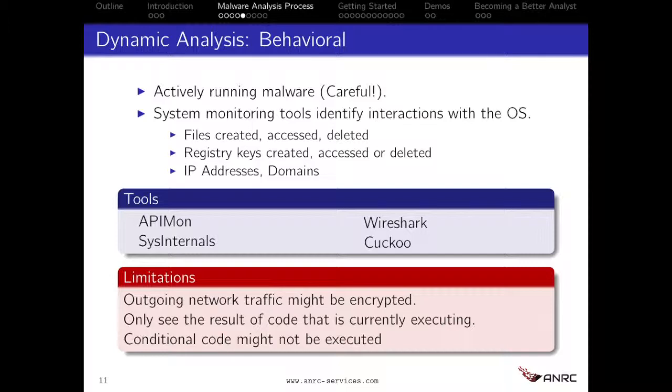And so these system monitoring tools basically hook the OS for you and then show you all the different changes that are going on without actually ever touching the malware. So the malware just kind of runs. And some tools you can use, and some of these we're going to cover later: API Monitor, the Sysinternals suite, Wireshark, and Cuckoo. Cuckoo is sort of an automated version of behavioral analysis.